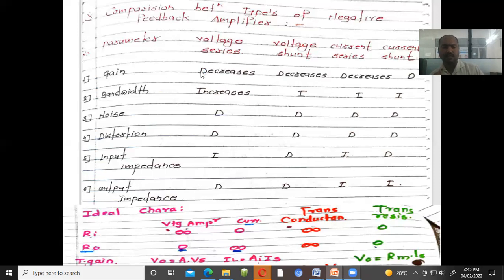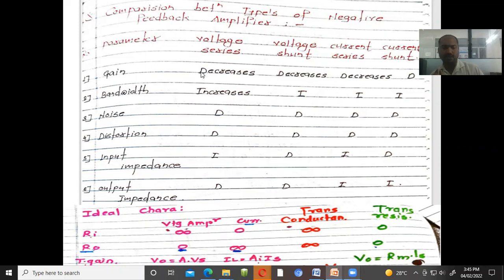See, we have seen the ideal characteristics. There are three parameters with respect to your amplifier: input impedance, output impedance, and gain, right? In the case of a voltage amplifier, gain should be infinity. In a current amplifier, gain should be 0. In a transconductance amplifier, gain should be infinity. In a transresistance amplifier, it is 0, right?